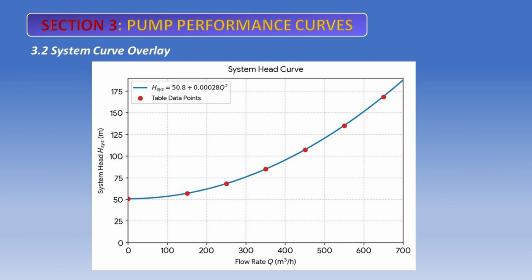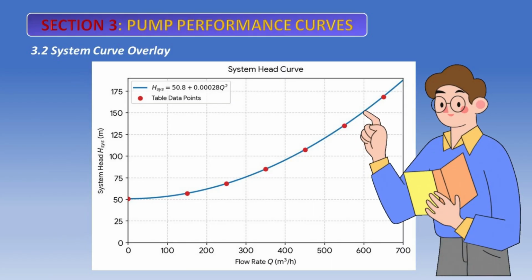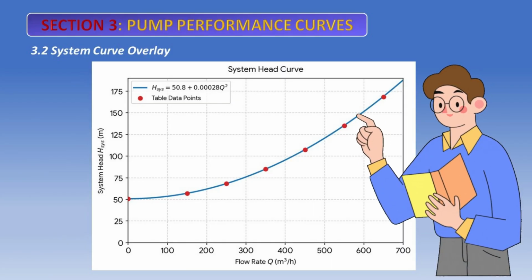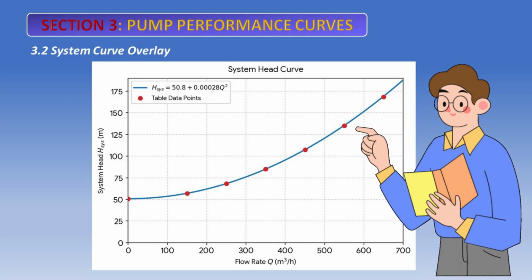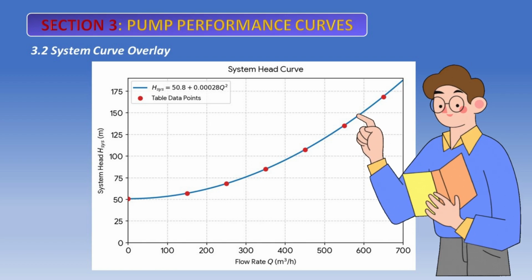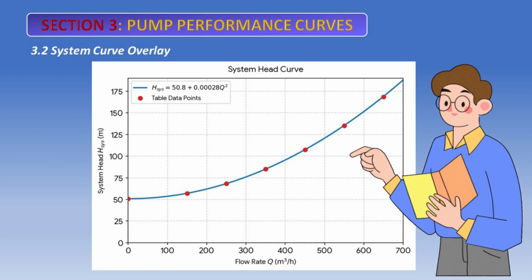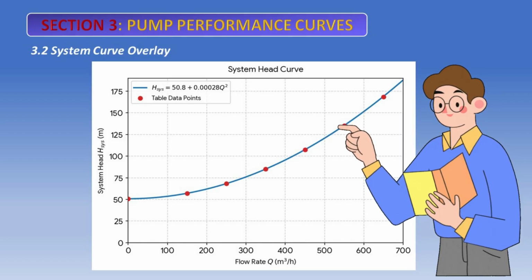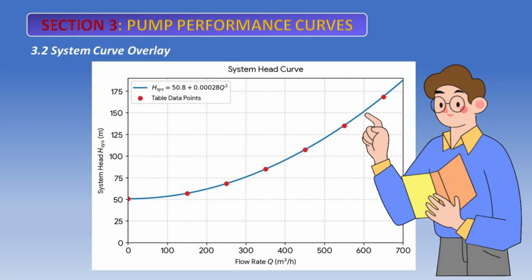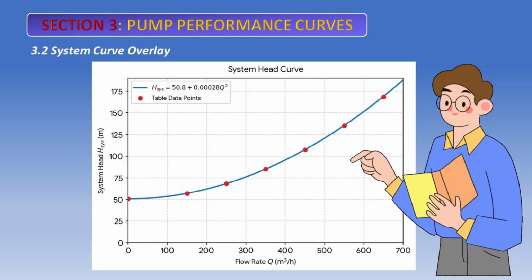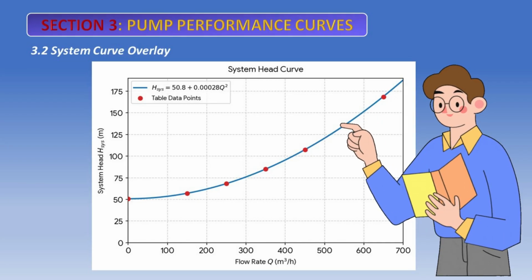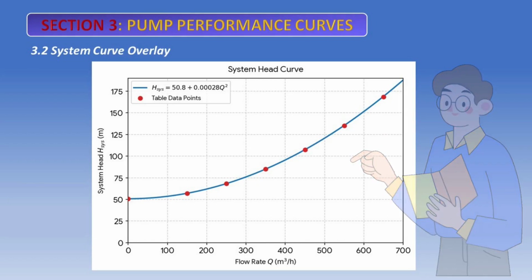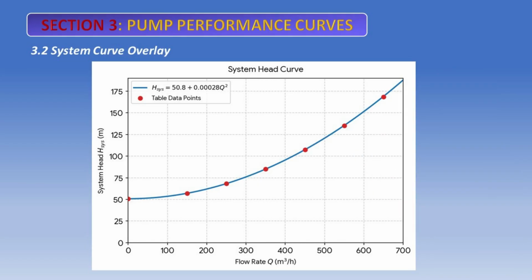This visual shows the system curve. It's a helpful way to see how the head requirement changes with flow. At zero flow, the pump must still overcome the static head, about 51 meters. As flow increases, the required head rises parabolically due to friction. By overlaying the curve with the pump's performance curve, we can see the pump will operate at our desired point. This is how we confirm that the selected pump is a good match for the system.